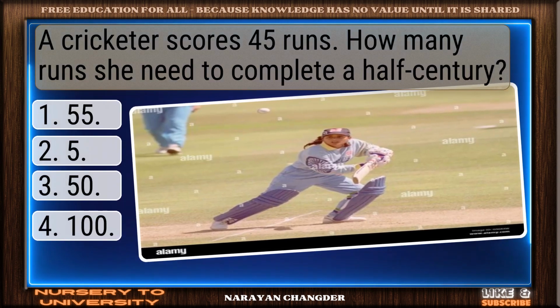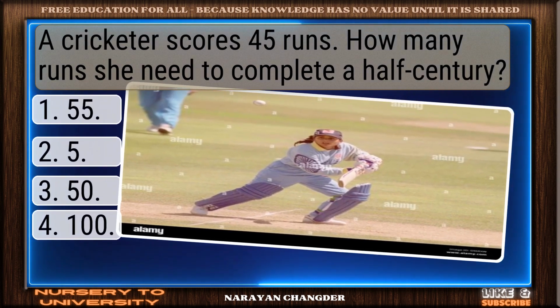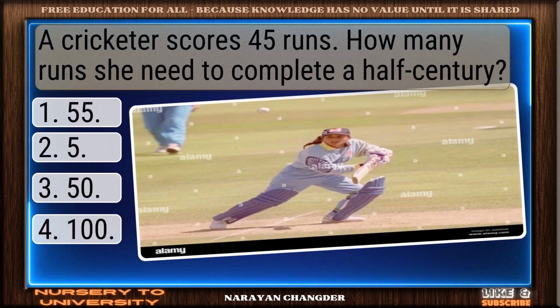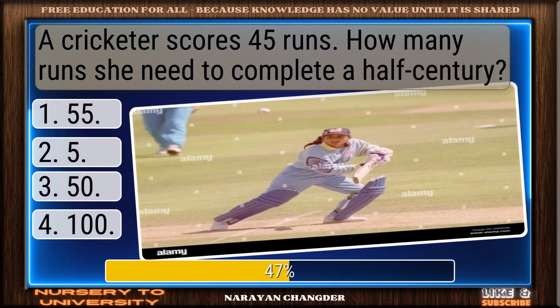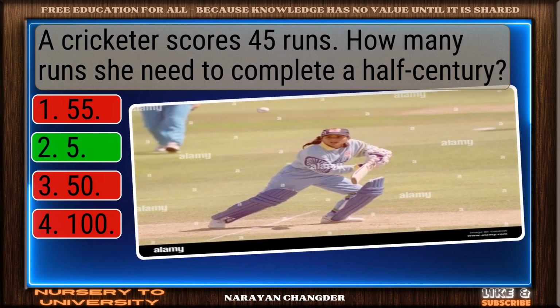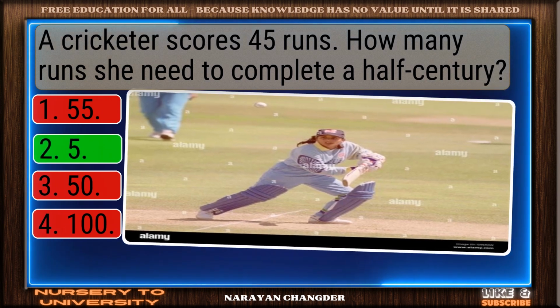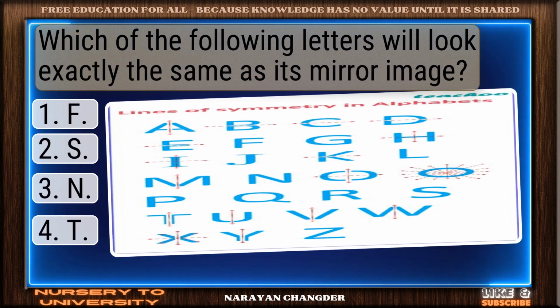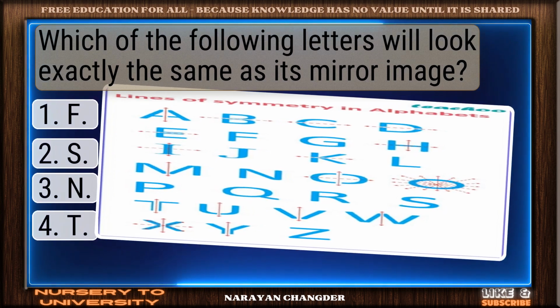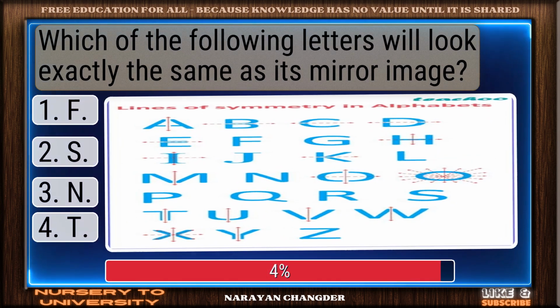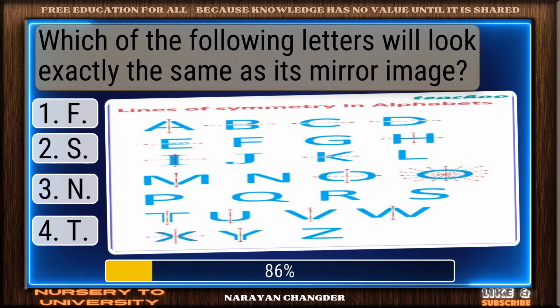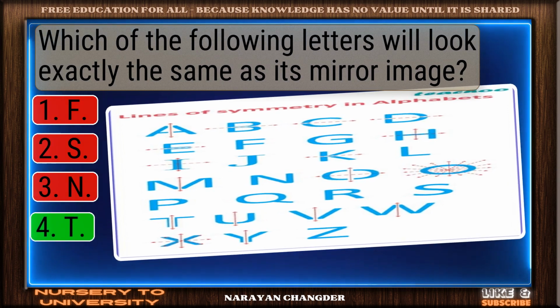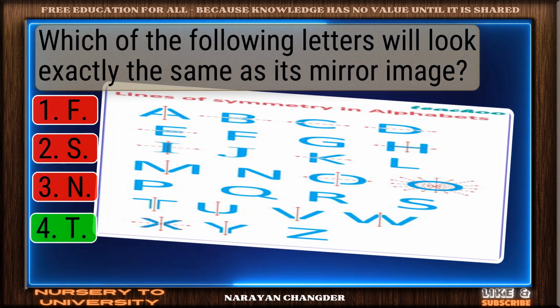A cricketer scores 45 runs. How many runs does she need to complete a half century? Well reasoned. 5 is the correct choice. Which of the following letters will look exactly the same as its mirror image? You chose T, and it is correct.